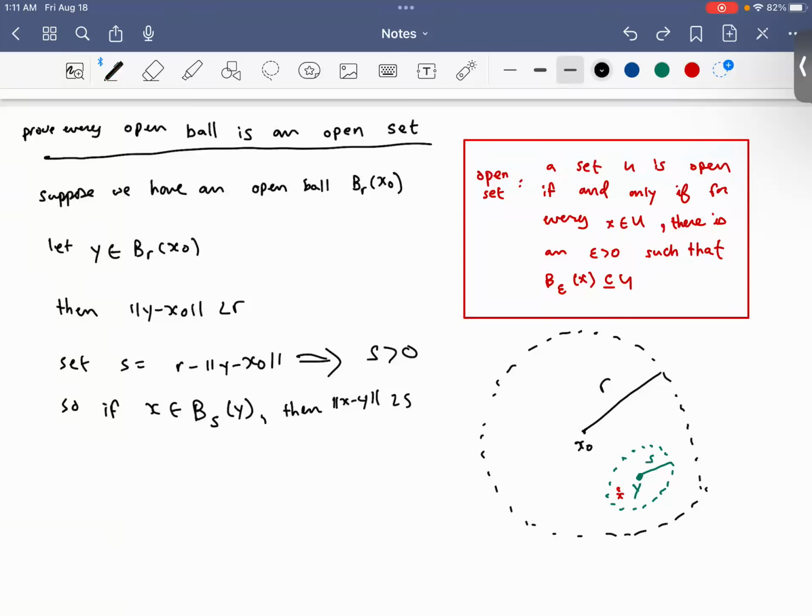Right, and so now what we need to show is that the distance between x and x naught is going to be less than r. Because if this distance is less than r, what does that tell us? It tells us that this point, which is an element of this ball, is also guaranteed to be in this ball, which satisfies our definition for the original open ball to be an open set.